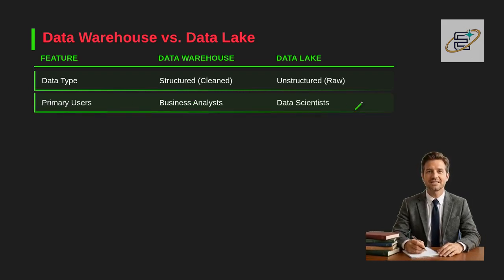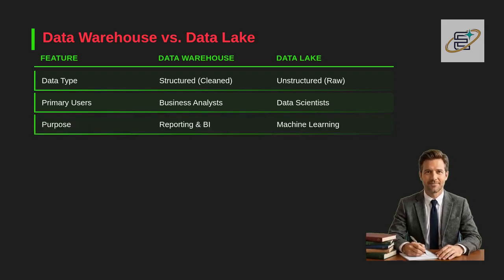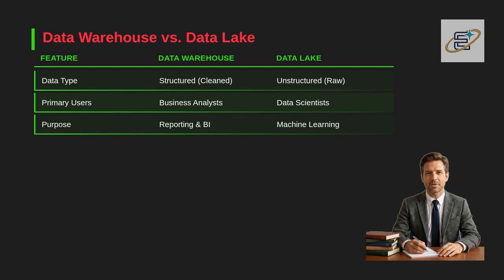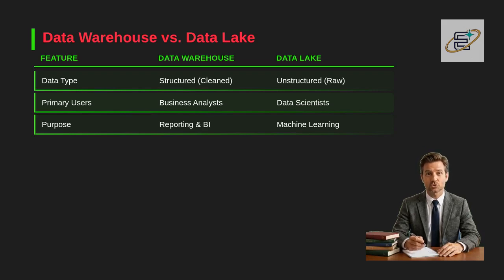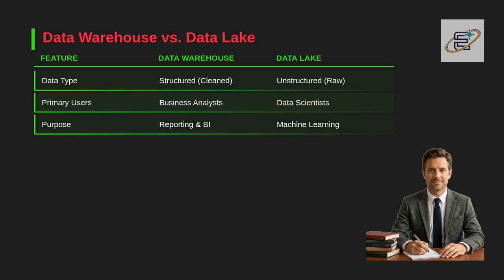Next, consider the primary users. Because a data warehouse is structured, it is built for business analysts who need to run standard queries. A data lake is a playground for data scientists who need raw data to build complex algorithms. Finally, let's look at their core purpose. The warehouse is optimized for traditional business intelligence and reporting. The lake is designed for advanced analytics, predictive modeling, and machine learning. Understanding this distinction is a guaranteed exam topic, so make sure you lock this into your memory.